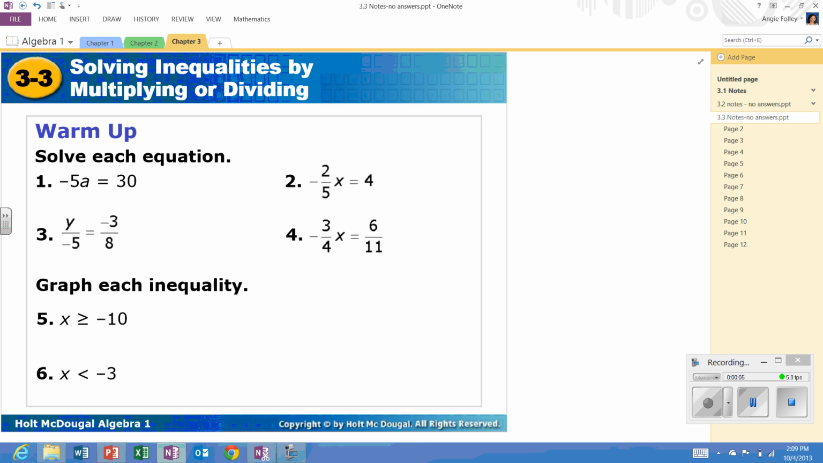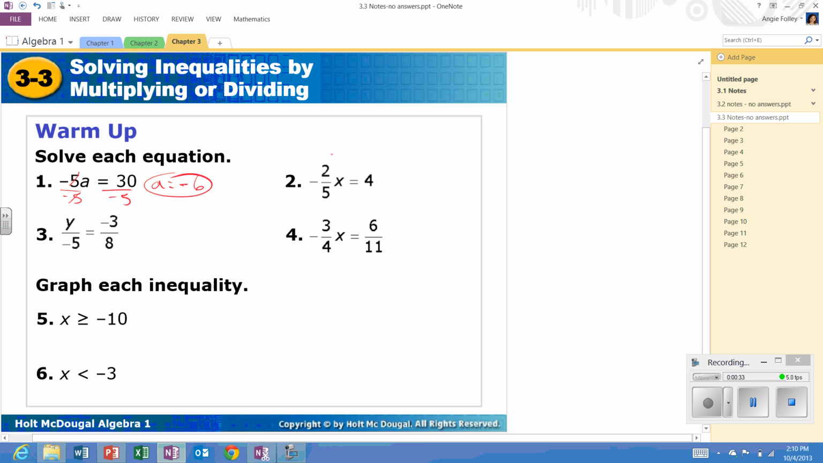Okay, so this is the Algebra 1 lesson on 3.3, and today we're going to look at solving inequalities through multiplication and division. So let's do our warm-up first, and again, if you have not done the warm-up, go ahead and do that. Pause the video and then check if you got the right answer. So for number 1, we're going to divide both sides by -5, and then we're going to get a is equal to -6. Okay.